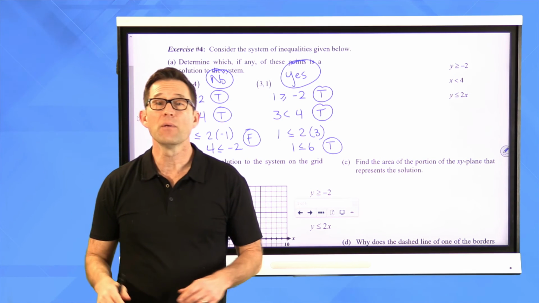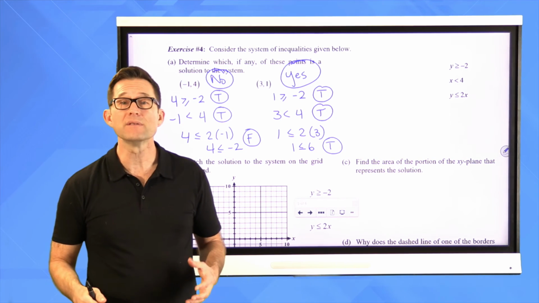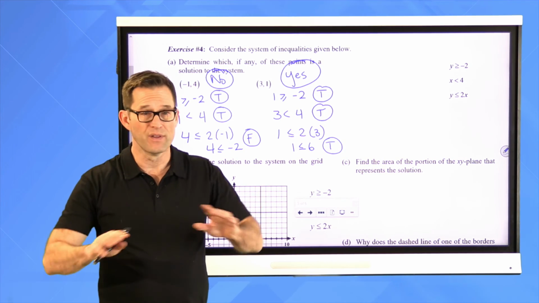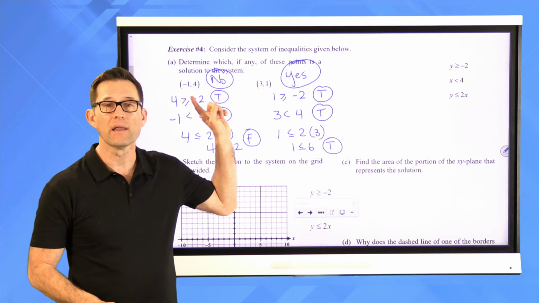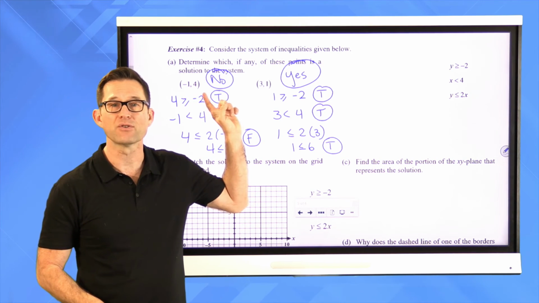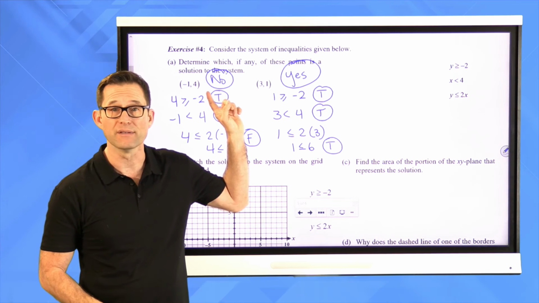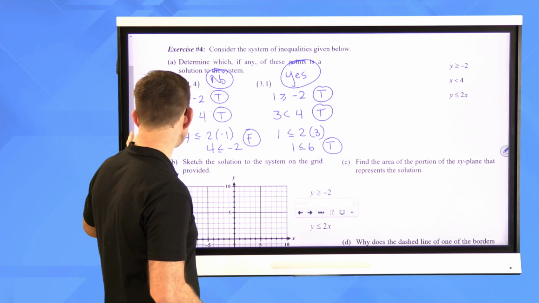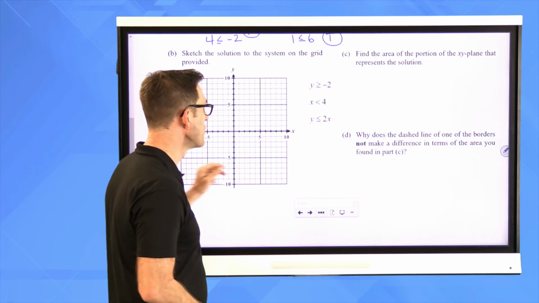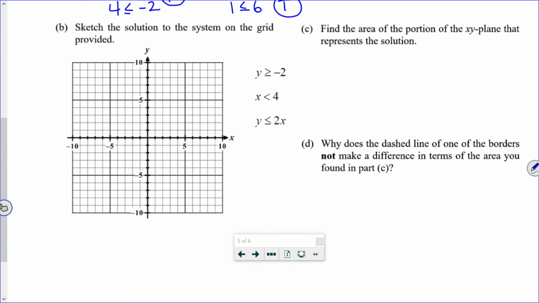Now again, keep in mind what that means. What that means is that when I eventually graph this system, this first point will not lie in the overlapping shading of all 3 inequalities, and this one will. Okay, that being said, let's do some graphing. Let's take a look. Letter B. Sketch the solution to the system on the grid provided.